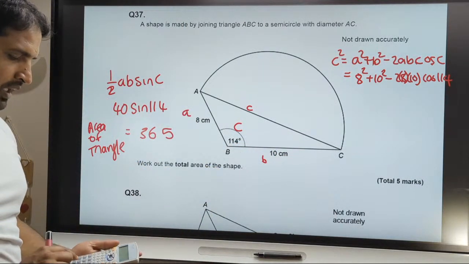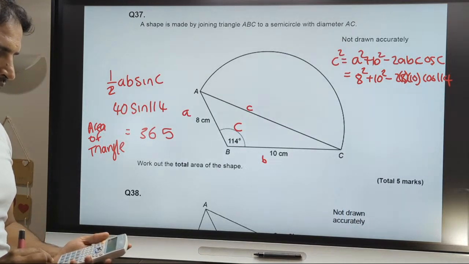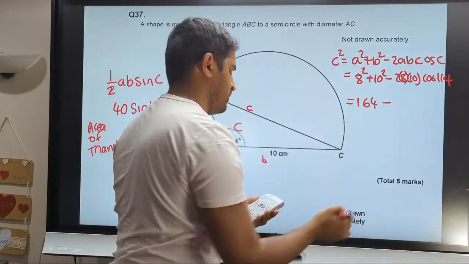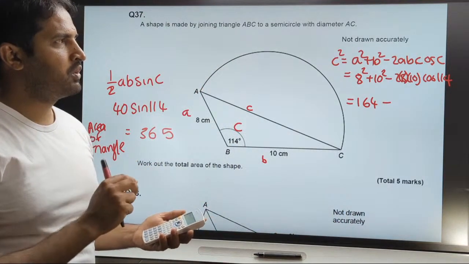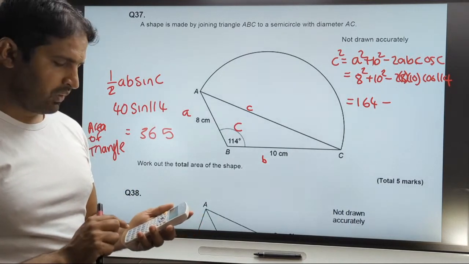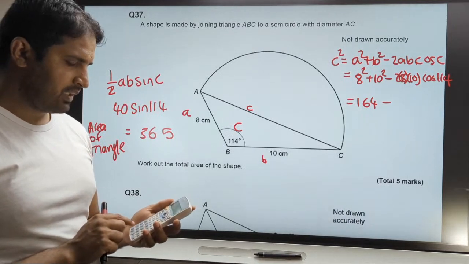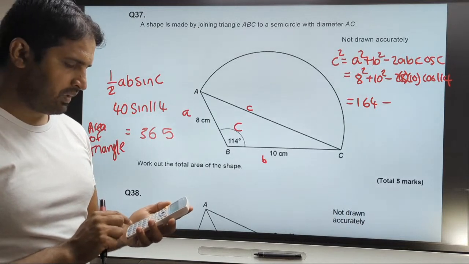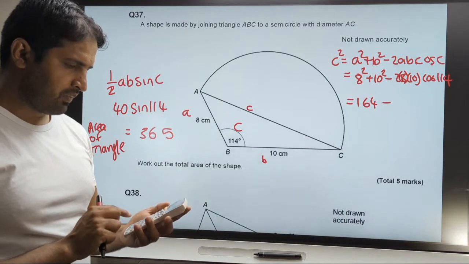So I'm doing 8 squared first plus 10 squared gives you 164. Just to be sure about things. And minus, I use the open double bracket so I can do the 2 times 8 times 10 in one and the cos 114 in the other. So you've got 2 times 8 is 16, times 10 is 160, and then cos 114. You go cos 114.